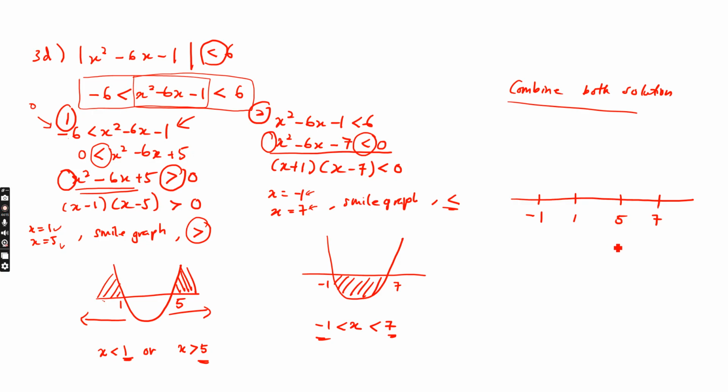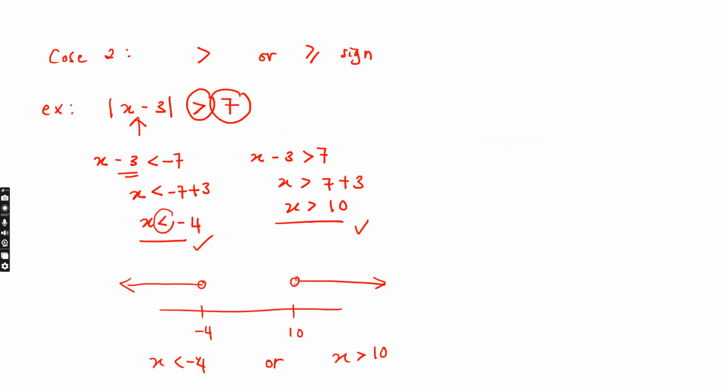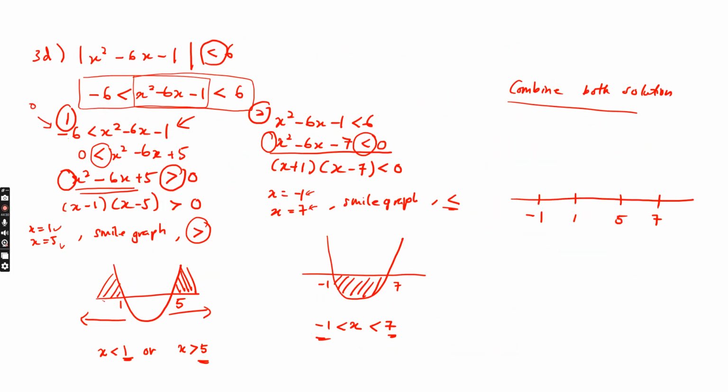Okay, and then here what we're going to do is draw by using the small circle that we did in the previous question. So the first inequality that we have is x less than 1. We draw a small circle because it is less than, so it will point to the left. And then we have x greater than 5. So we have 5 here, put a small circle, and then point to the right.